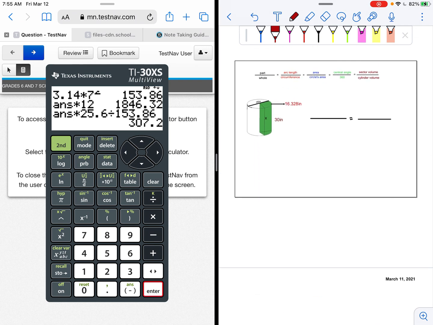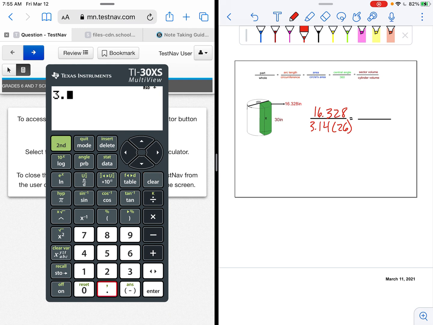So this one I happen to give you arc length, but I'm still looking for sector volume. So let's fill in what we know here. I know my arc length is 16.328, and I can find my circumference because I did give you diameter. So 3.14 times 26. Let's just do that in our calculator. 3.14 times 26. So this is 81.64. I'm looking for this, but again, I can find the volume of the cylinder.